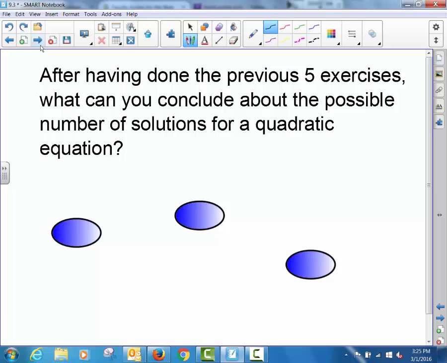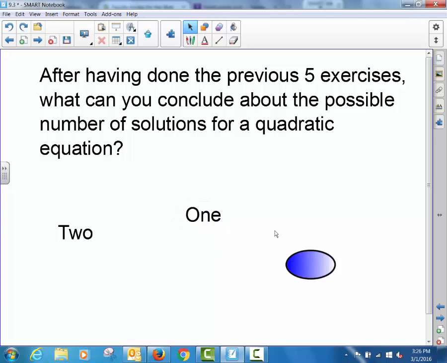So, what can you conclude from the information that I've given you about the possible number of solutions for a quadratic equation? That's right. You can have 2 solutions, 1 solution, or no solutions, or none.